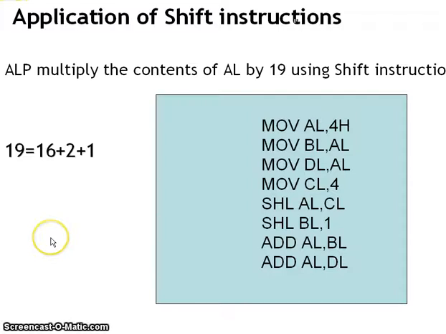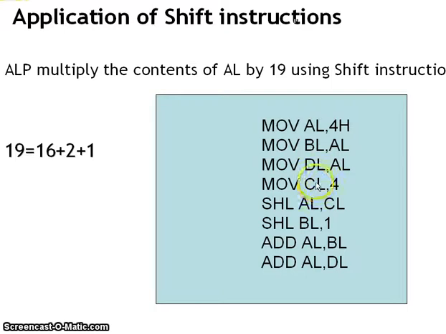Let us go for an application of these instructions. Let us suppose that we want to multiply the content of AL by 19 using only shift instructions. In that case, 19 is represented as 16 plus 2 plus 1. Why? Because all these numbers 16, 2 and 1 are powers of 2. Now, say I want to multiply 4 by 19. I will move it to AL. The same copy I will hold in BL and also DL.